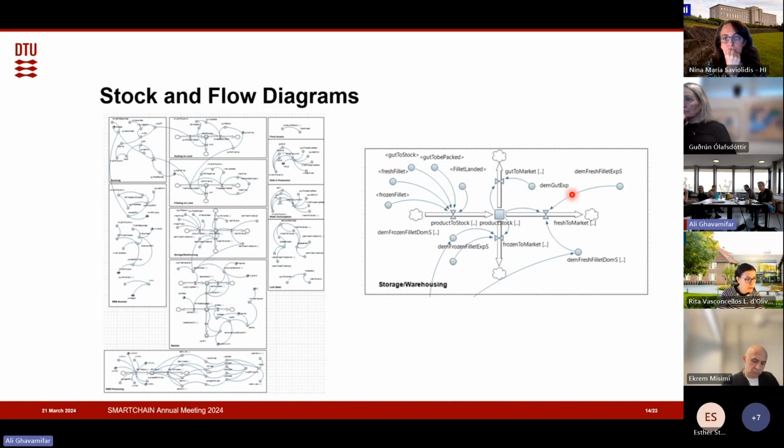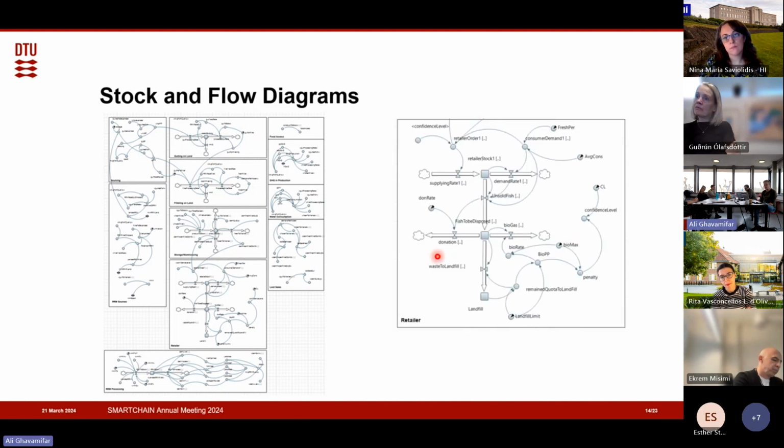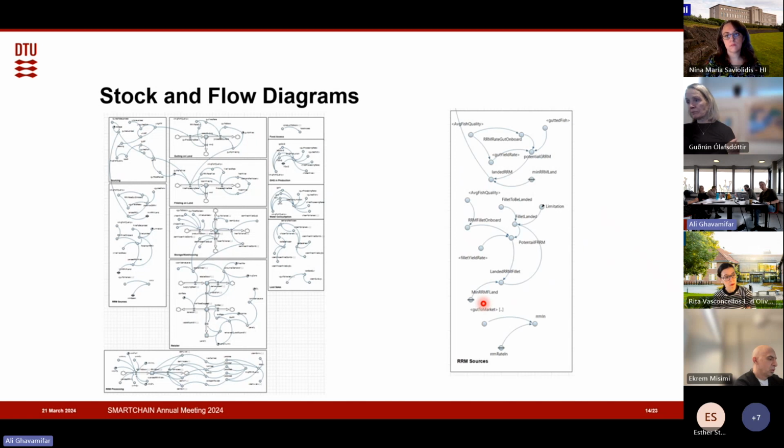The fish types could be chilled fish, or frozen and fresh, that are exported or sent to the domestic market. Then we have the retailer part, and we consider the domestic retailer. As I told before in the previous slide, we consider that the unsold fish could be donated or sent to the biogas production site or landfill site, which I will talk about more. Then we will have the rest raw material sources subsystem. We can say that the rest raw material comes from the gutting process or filleting process, or from the onboard processing.